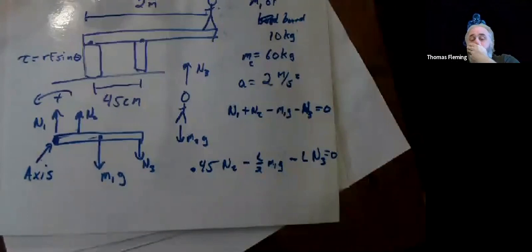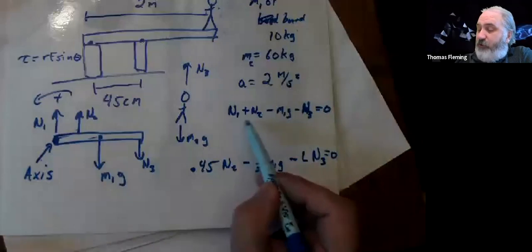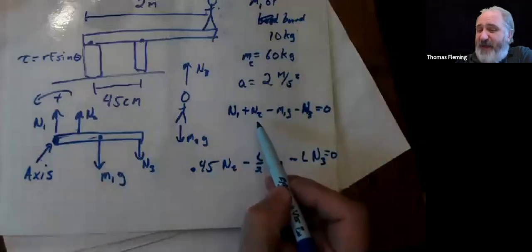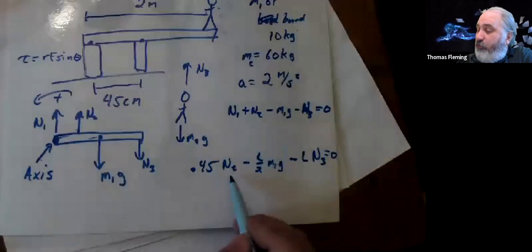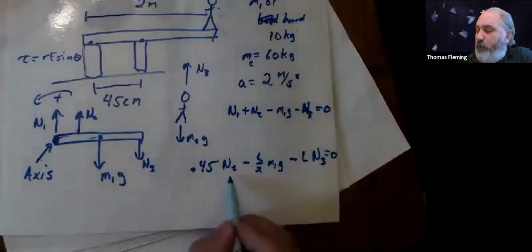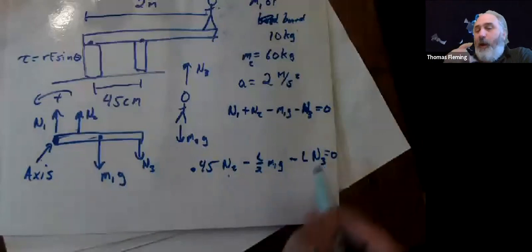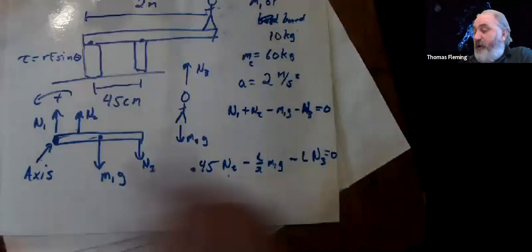So now what's going to happen is I want to solve this problem, and I'd like to figure out N1 and N2. Now, unfortunately for me, N1 and N2 both appear in the first equation, so I can't solve that yet. The second equation has N2, but not N1, but it also has N3. So I could get N2, but before I do that, I'm going to have to figure out what N3 is.